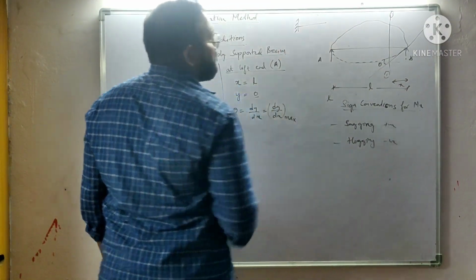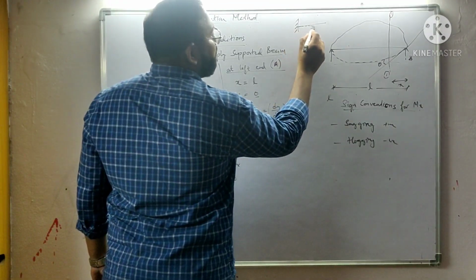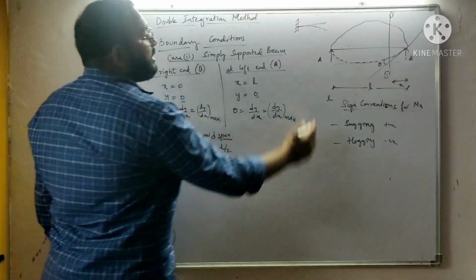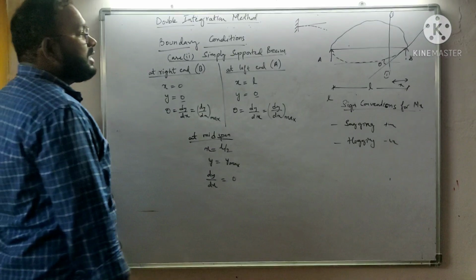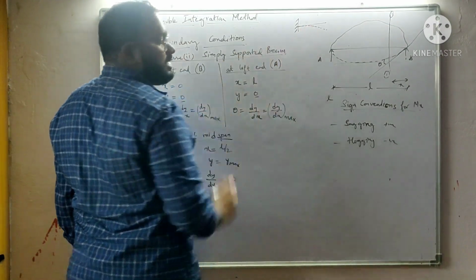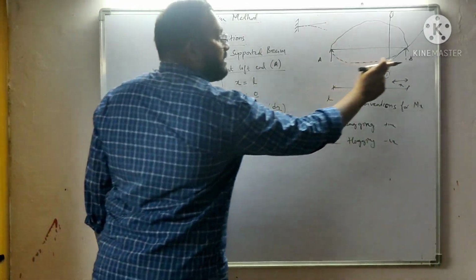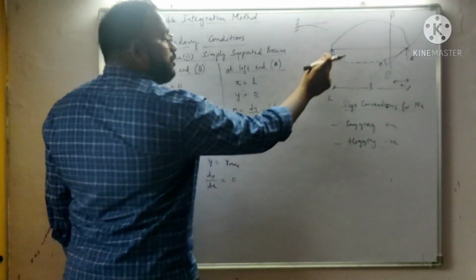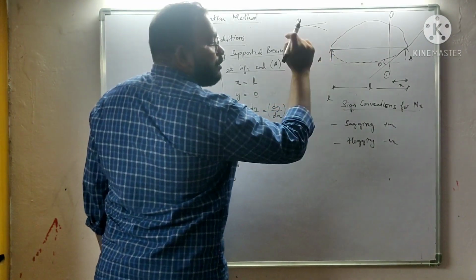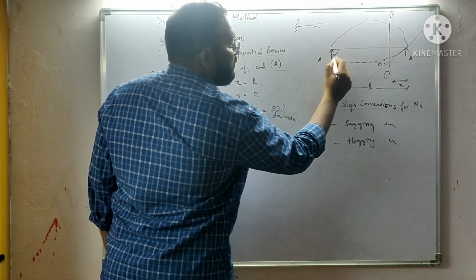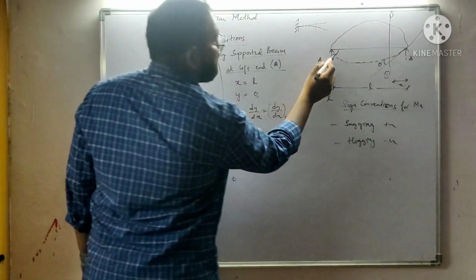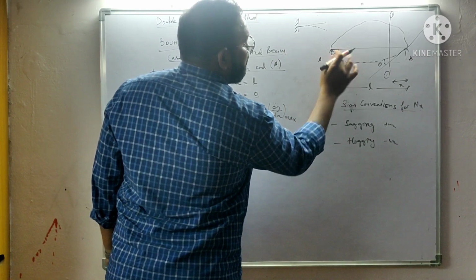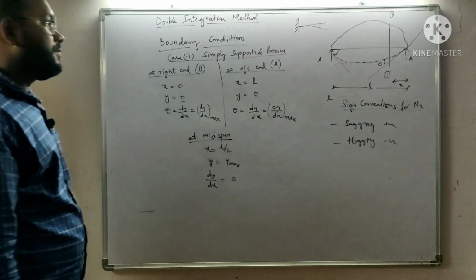Suppose you see the cantilever beam, this is the deflected profile. The deflection at the fixed end is 0 because it does not allow any slope or rotation at the fixed end. Whereas in the case of a simply supported beam, you have some rotations here, but the deflection is 0. This is the rotation here. You have rotations in the beam, but there is no deflection occurring at the support.